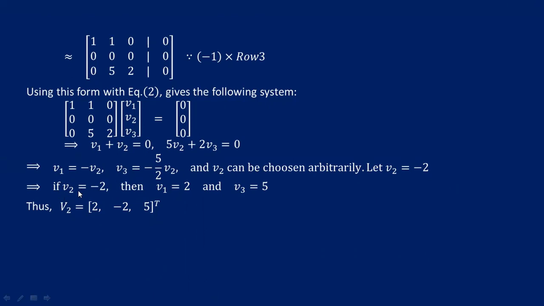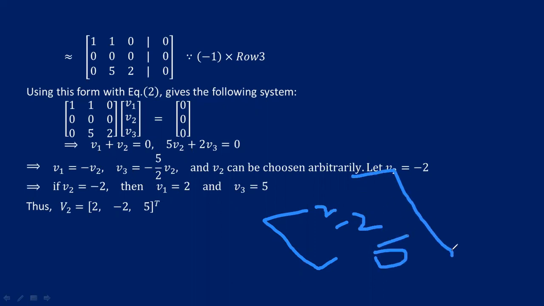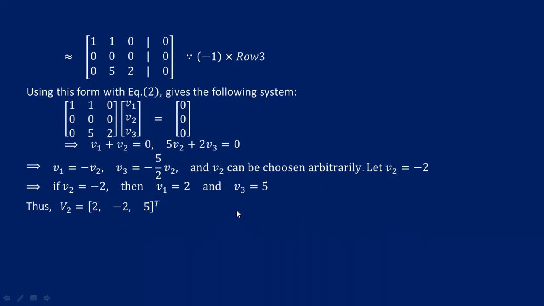And here we have v2 is equal to minus 2, v1 is equal to 2, and v3 is equal to 5. So we have v2 is equal to (2, minus 2, 5), and here is the transpose. You can also write v2 in the form 2, minus 2 and 5 without transpose. If you write it in vertical form, then you have to remove this transpose, or if you put this transpose, then you have to write it in horizontal form. Okay, so this is just the basic notation. So this is our v2.